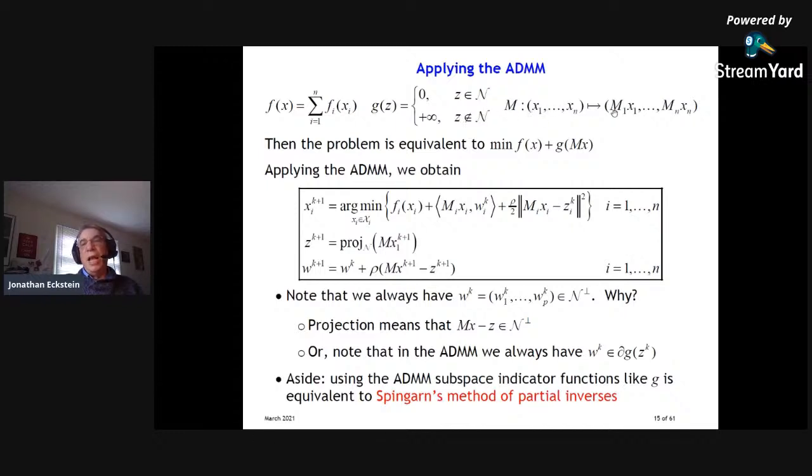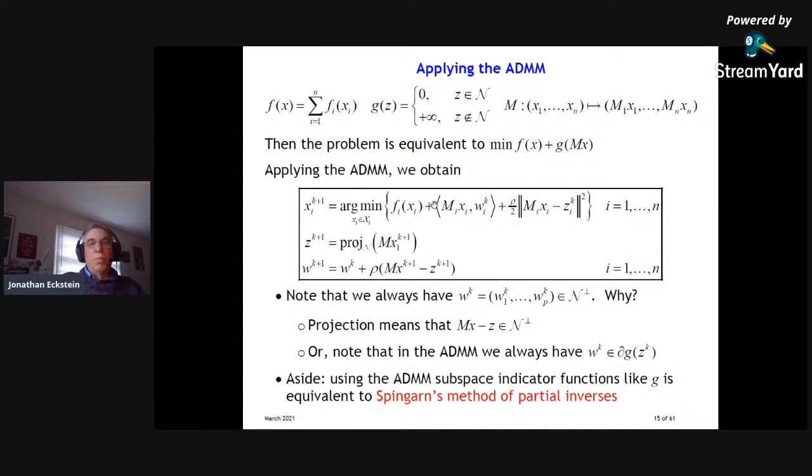And this linear map m from x to z just drops the last stage variables from each of these. So it drops the last stage variable from x1, from x2, et cetera, all the way to xm. Okay. And that stochastic program is just: minimize f of x plus g of mx.